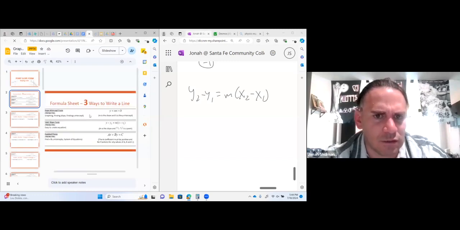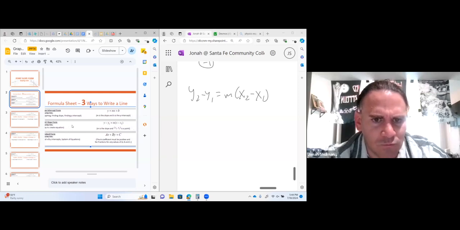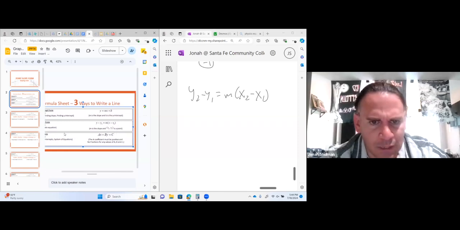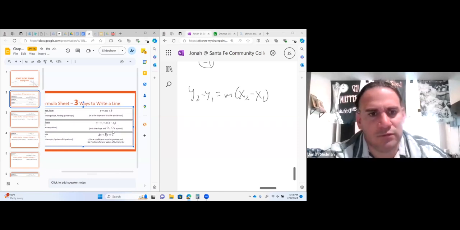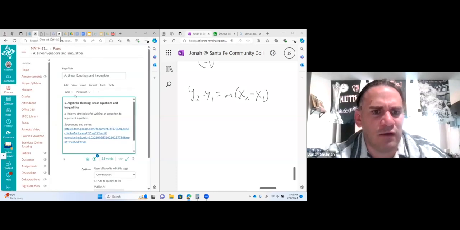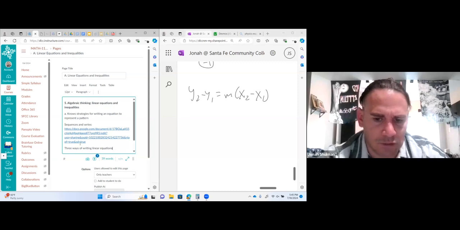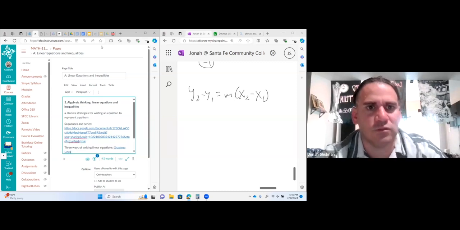Here's the 3 ways to write it. So there's slope-intercept form. It's got the strengths for it. Great for finding slope, intercept. Point slope form is easier to create. Did I do it right? y2 minus 1? Yes. And here's your standard form. ax plus by equals c. So those are the 3 ways to write the slopes. Just so you have them. 3 ways of writing linear equations. So you have that PowerPoint. Nice. Okay.